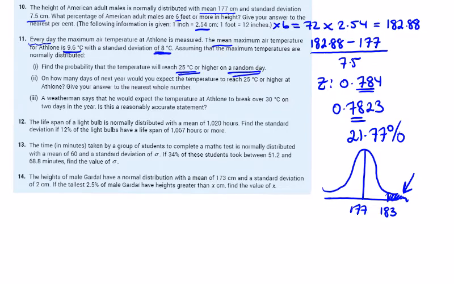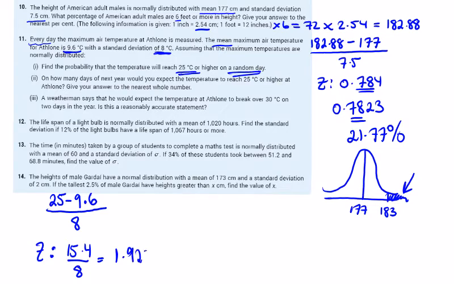So we're testing 25 against an average of 9.6 with a standard deviation of 8, which is going to give me a z-score of 15.4 over 8, which is equal to 1.925, which gives me a value of 0.9729. So what part of my normal distribution curve am I looking at?